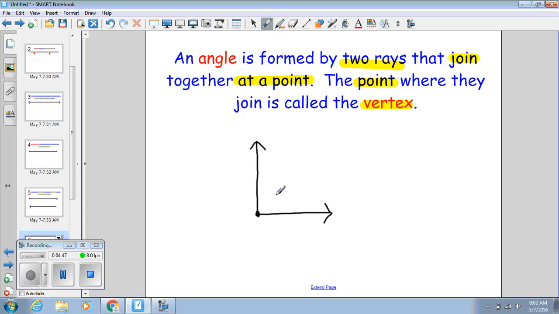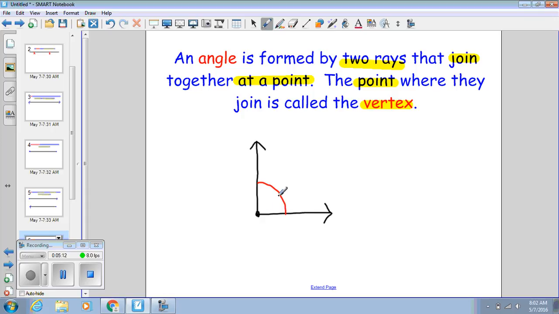So the angle is formed here. I'm going to grab another color so I can mark that angle. Angles are usually marked with a line. This is the angle. So we had a ray meet up, join another ray, and it formed this angle.